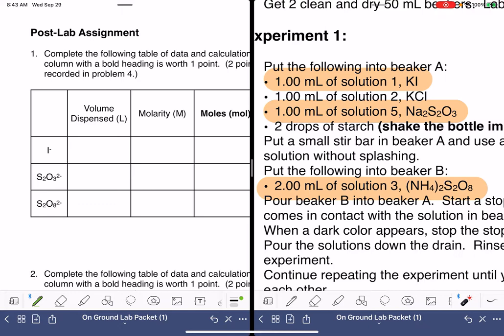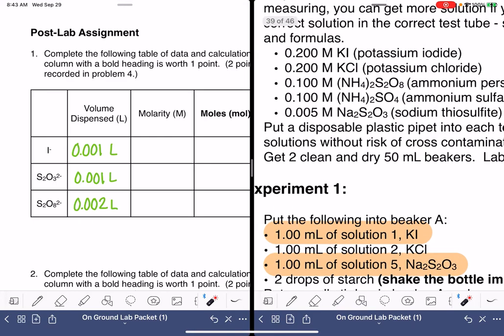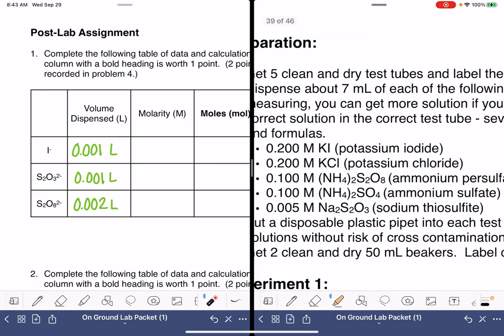The experiment number one procedure had us using 0.001 liters, or 1 milliliter, of KI and also S2O3 2 minus, and we used 2 milliliters of the persulfate, 0.002 liters. We're also going to report in this data table the initial molarity of each one of these solutions, and that comes from up here in the preparation part. So we have our KI, which started out as 0.2 molar, and the S2O3, which is 0.005 molar, and the S2O8, which is 0.1.